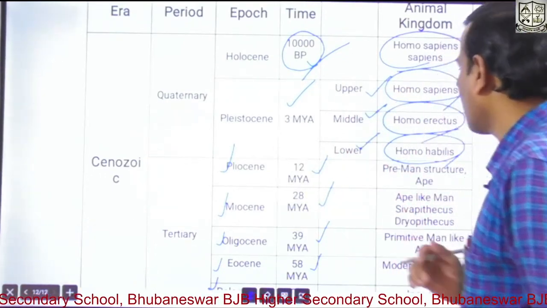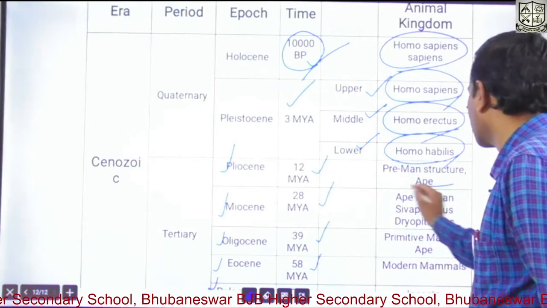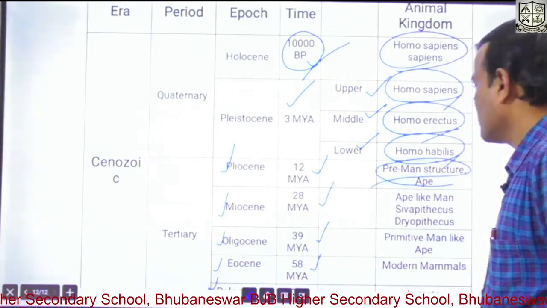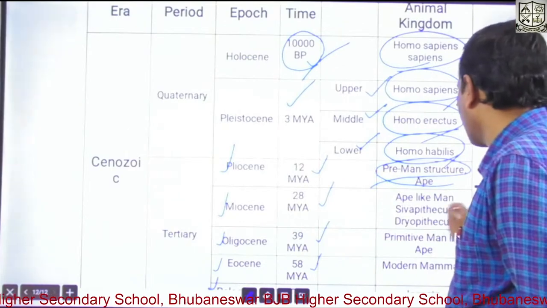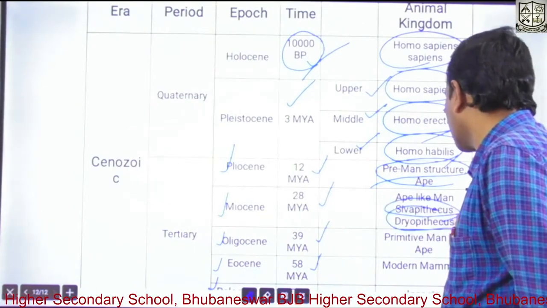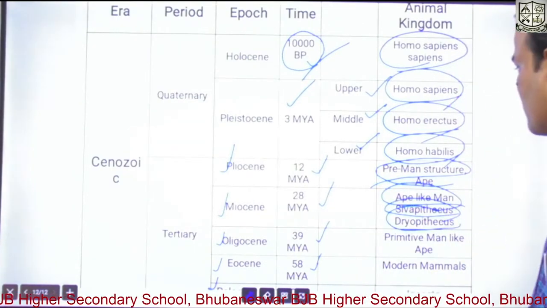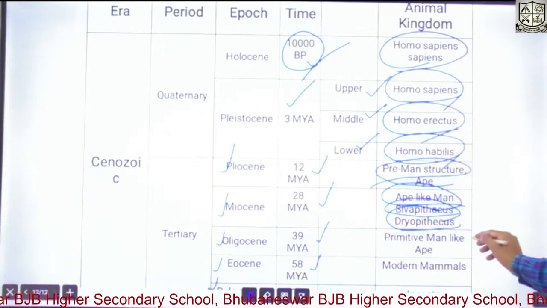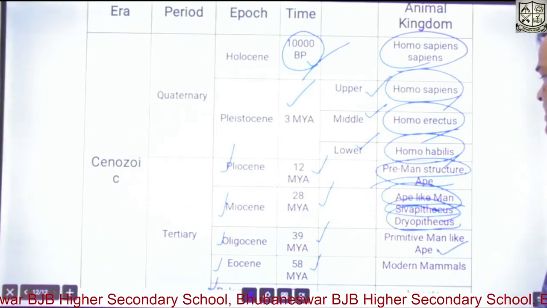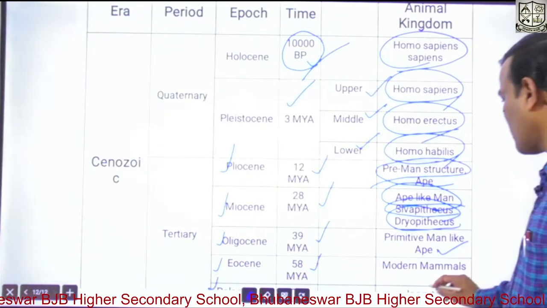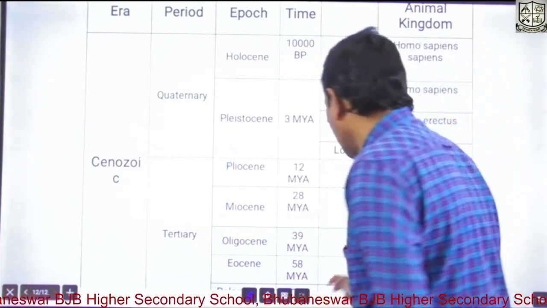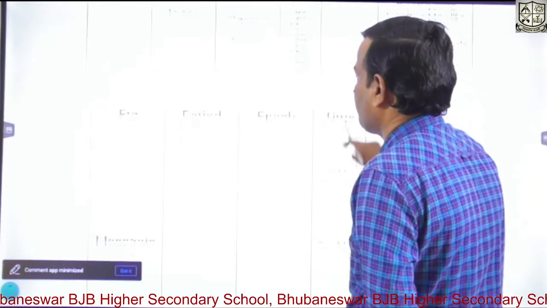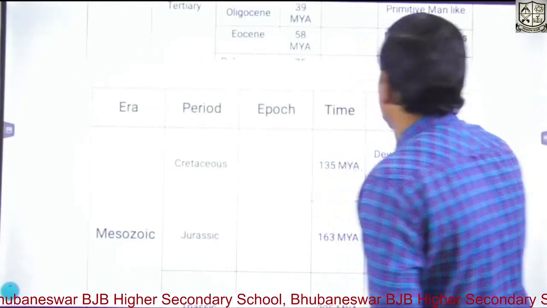Okay, then during the Pliocene period, the pre-man structure and ape. During the Miocene, ape-like man, Sivapithecus, Dryopithecus, were also developed. During the Oligocene period, the primitive man-like ape. In the Eocene period, the modern mammals developed. Then the Paleocene period, the insects.